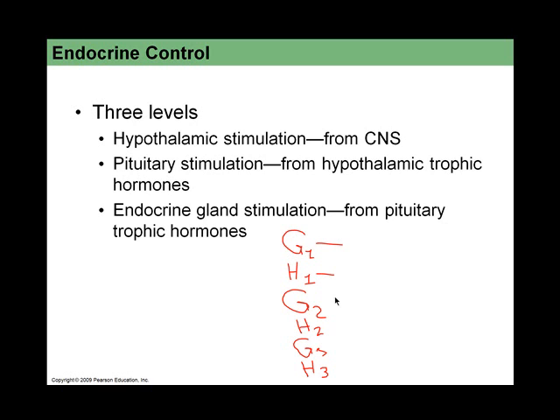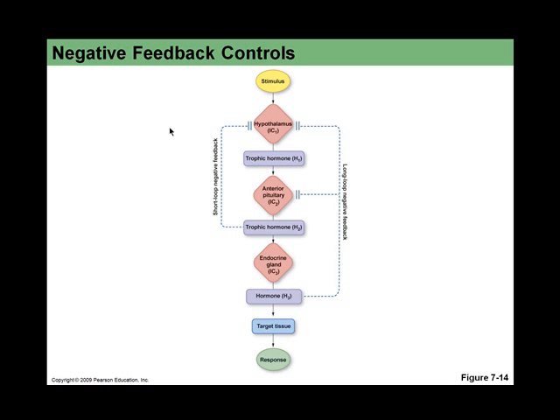Gland 2 would be the anterior pituitary. Hormone 2 would be growth hormone. Gland 3 would be the liver, I guess. And hormones 3, so some match this directly, and others do not. And that's why we'll take a look at a couple of them, still in this introductory level.